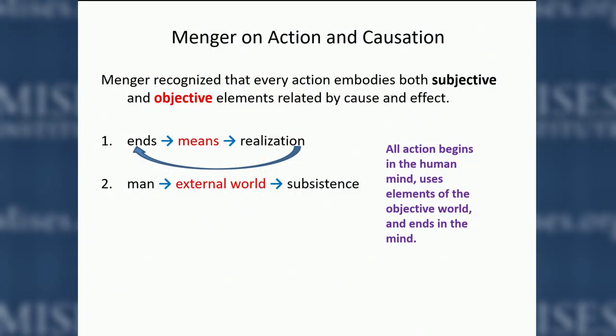He wrote, man, external world. Man has wants, looks around the external world, finds elements and transforms them into things that will cause that man's subsistence, and the man then will exist in the real world. And finally, he wrote out, wants, good, satisfaction. Okay? Wants stimulate people to produce or acquire goods, and the goods, once they're consumed, satisfy the wants. Okay? Cause the satisfaction of the wants. So everything is cause and effect to Menger.